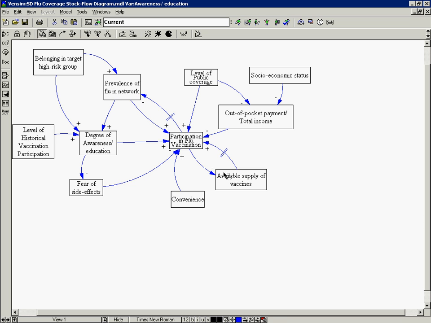That's somewhat true. If the supply changes, it takes some time for people to perceive it at the least, or it takes some time for it to really have an effect. I'd have to think about that a little bit. That's an interesting one. There is some perception delay. I don't know if it should be that long. Okay, let's continue on. So here we have this. What else can it affect? Participation in flu vaccination, it says, can affect prevalence of flu in network with a negative polarity.